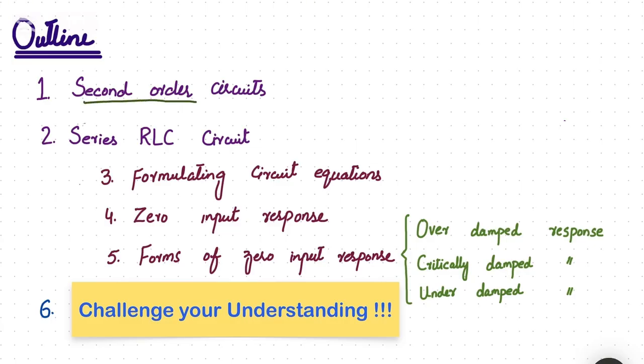We'll check what second order circuits are, and a classical form of second order circuit is a series RLC circuit. For series RLC circuit, we will formulate differential equations and we will check the zero input response of series RLC circuit. The type of zero input response could be either the overdamped response or the critically damped response or the underdamped response. These three types of zero input response for series RLC circuit will be discussed.